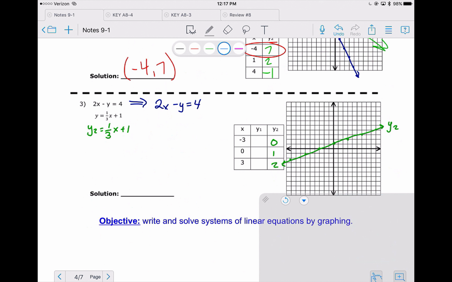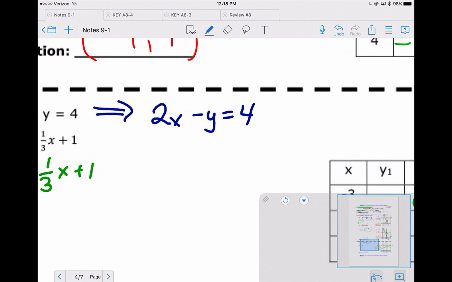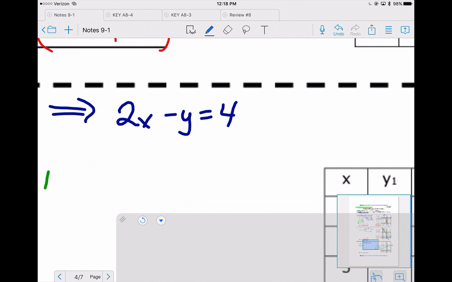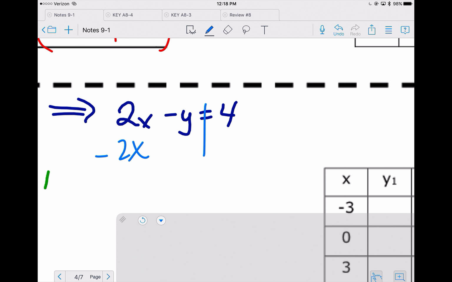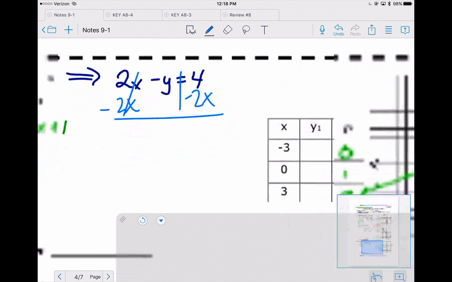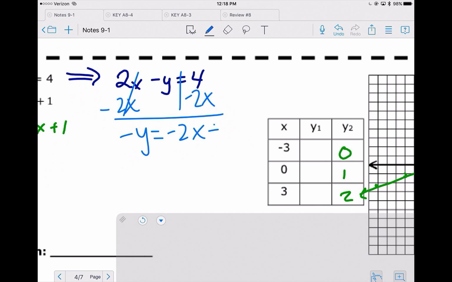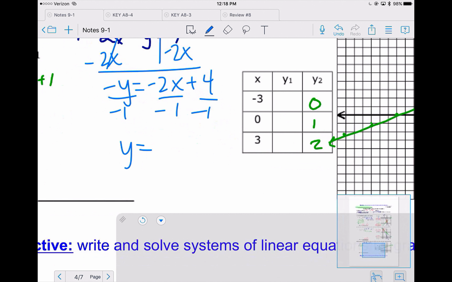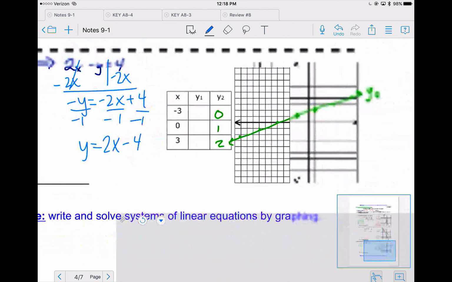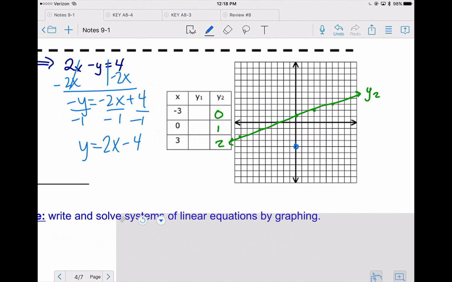The green line has already been solved for us, graphed for us, and the table has been filled in for us. We have to do all of that for y1, which is the blue line. So I move the x to the other side. So negative y equals negative 2x plus 4. Divide everything by negative 1, and y equals 2x minus 4. So I'm going to start down at negative 4, up 2, right 1, up 2, right 1, up 2, right 1. And again, I'm looking for that point where they cross.